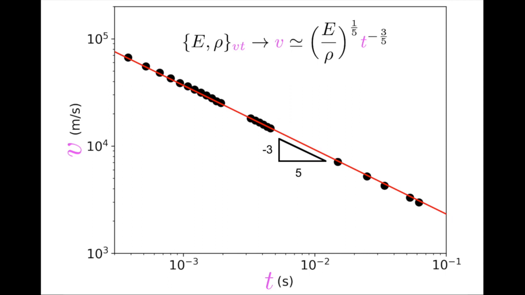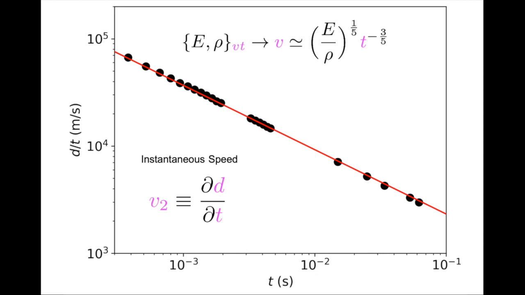Note that what we call the front speed admits a few different definitions. For instance, one may be interested in representing the instantaneous speed of the front, the local derivative of the radius curve.